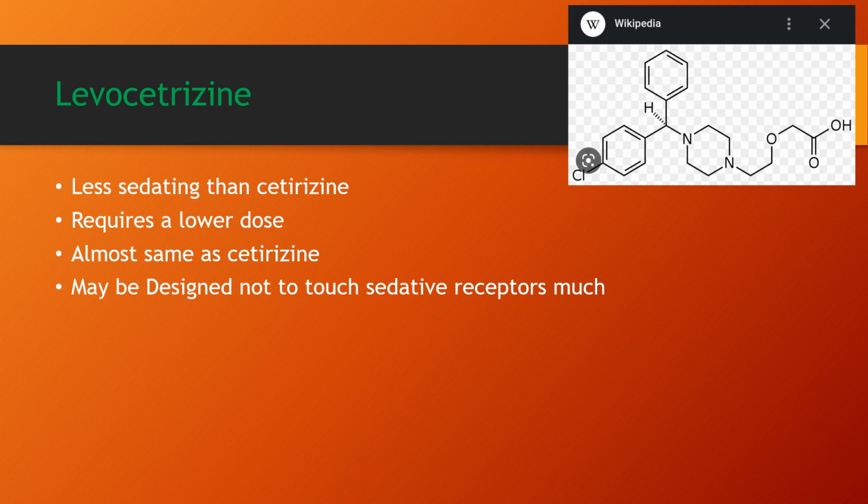Levocetirizine. Levocetirizine is less sedating than cetirizine. The only difference between levocetirizine and cetirizine is the molecular structure, and we are avoiding the sedating receptors of the same H1 receptor domain. All the sedating areas of the brain we avoid, and it also requires a lower dose. And the structure is almost the same as cetirizine.